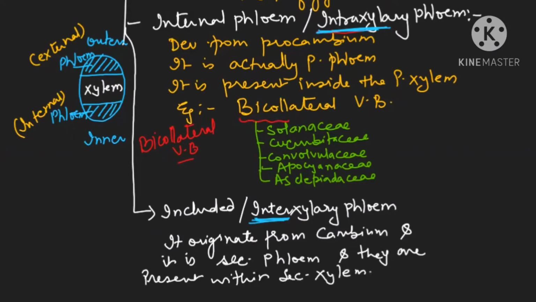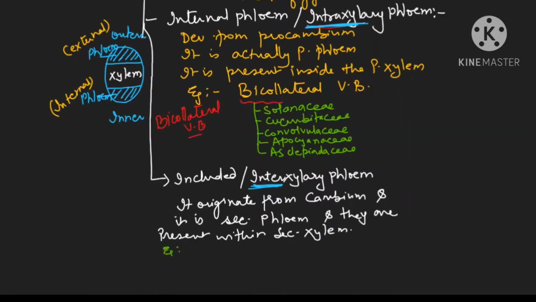Clear, beta? Now examples. Examples here you have to remember. Few families, plants are there. One is your Amaranthus, Boerhavia, Chenopodium, and Salvadora.